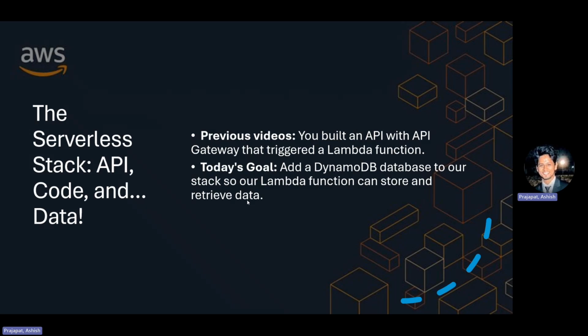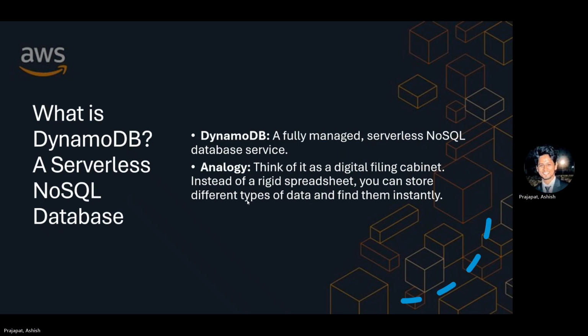Just to quickly recap our journey, we now have this amazing architecture. We have a public-facing API that receives web requests, which then triggers our serverless code in Lambda. But as you can see, there's something missing. Our goal today is to give that code a place to save data. We are going to take our simple hello world function, connect it to a DynamoDB database, and turn it into a data-driven API that can power a real-world application.